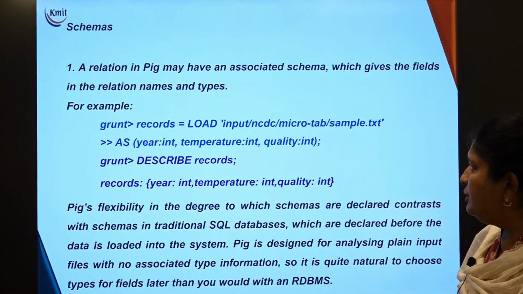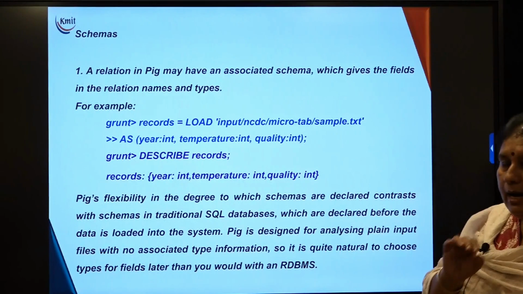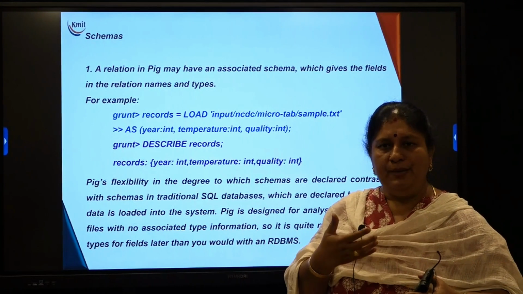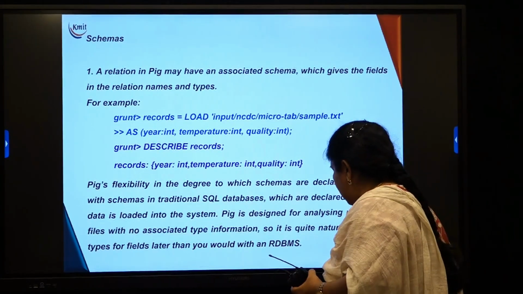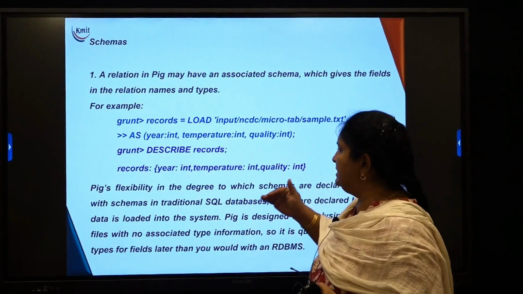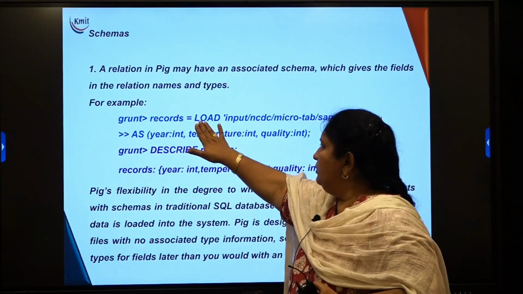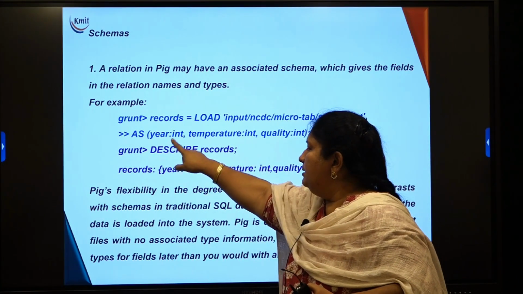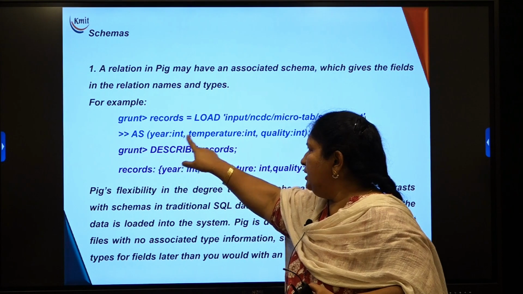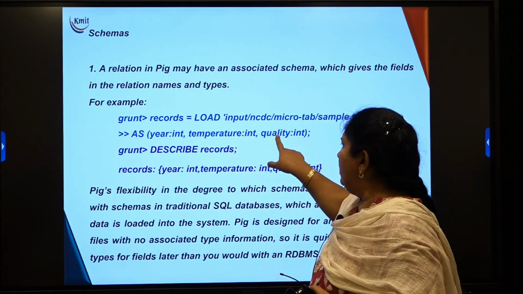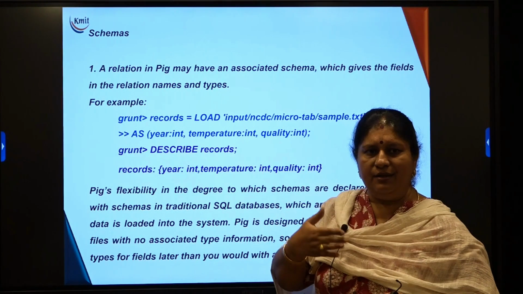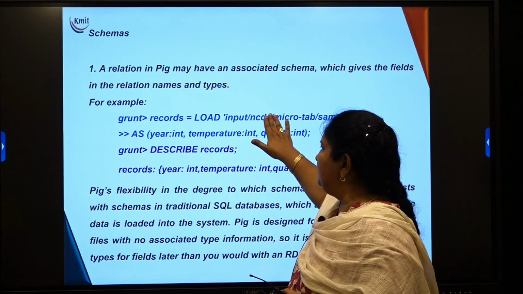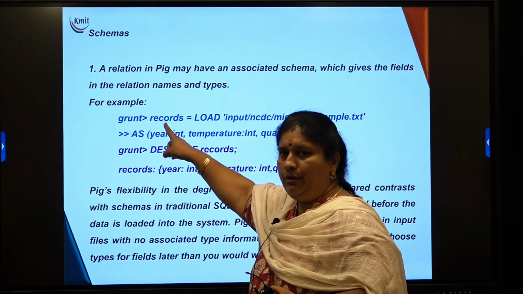Now, whenever you are trying to work with Pig, I told you that you can see the schema of a relation using describe. First of all, what do we mean by the schema of a relation? Just see this example. Say, for example, you are giving records is equal to load this entire data set as year. What is the data type for year? Integer. Temperature, integer. Quality code is also integer. I have defined this schema. So this schema, only these 3 attributes should be taken from this data set and should be loaded into records.